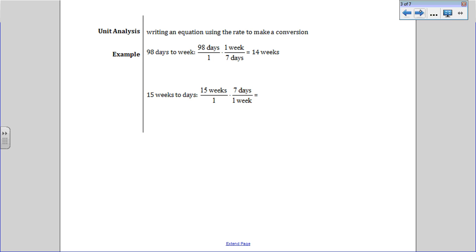So we have 98 days that we want to convert to weeks. Whatever we're converting, we write as a fraction over 1. So if you look here, we've got 98 days over 1. What I want to do then is write a rate or a unit rate for weeks and days. But since days is in the numerator up here, days has to be in the denominator.